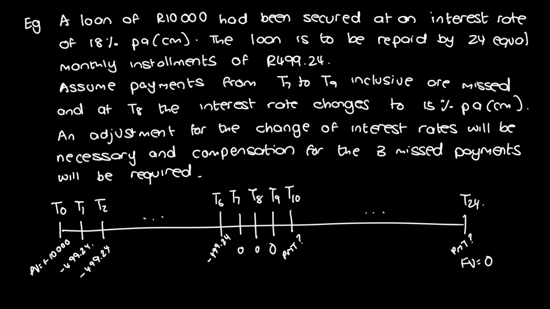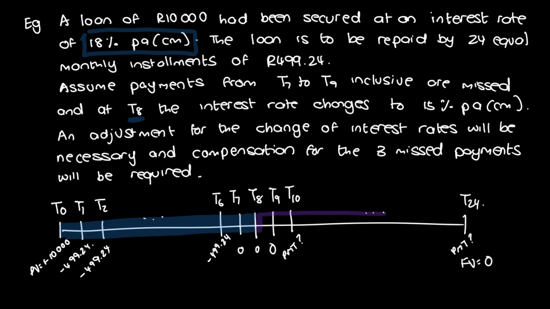Let's color in where our interest rates are. Let's start off with a blue to represent the 18% per annum compounded monthly, from T0 all the way to T8. And I'll explain now why it's T8 once I color it in. It's T8 because it says there that at T8, the interest rate changes to 15% per annum. So let's make that one purple. Purple sits over here, and that one continues onwards to T24.